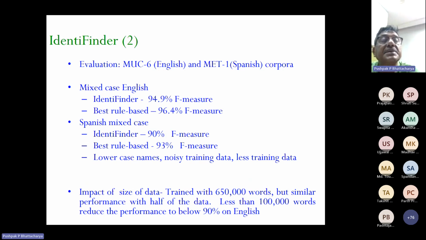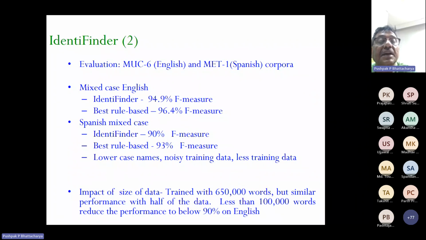So Identifinder was evaluated using MUC-6 data in English and MET-1 data for Spanish. Mixed case English was used. The Identifinder system gave about 95% accuracy. The best rule-based system gave 96% accuracy. Spanish mixed case Identifinder is 90%. Best rule-based is 93%.